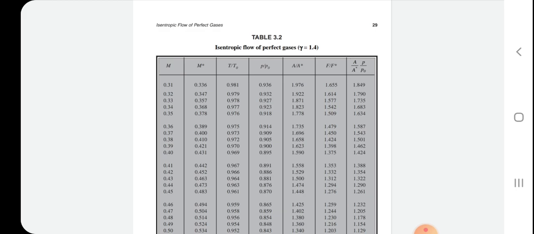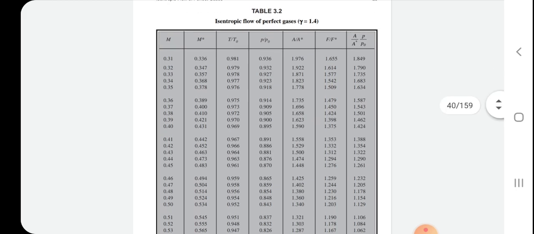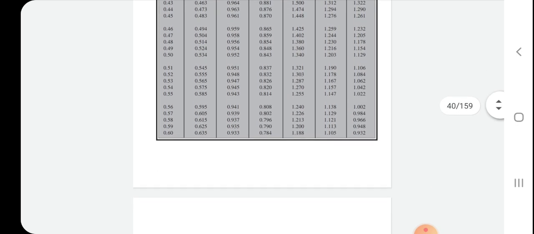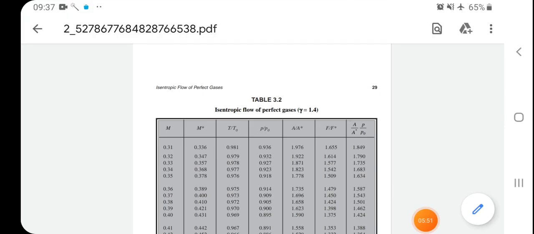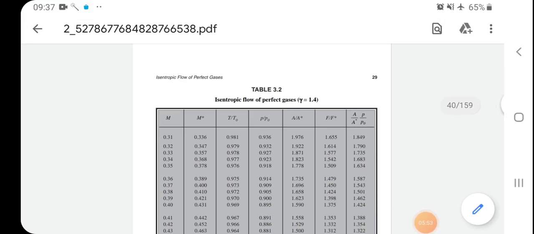You will get more understanding of these things while we are doing problems. For the time being, just understand that this is how things are done in problems. Okay. Here you see another term called F by F star, the ratio of impulse function. We haven't derived the equation for F by F star, so we will try to derive that also.